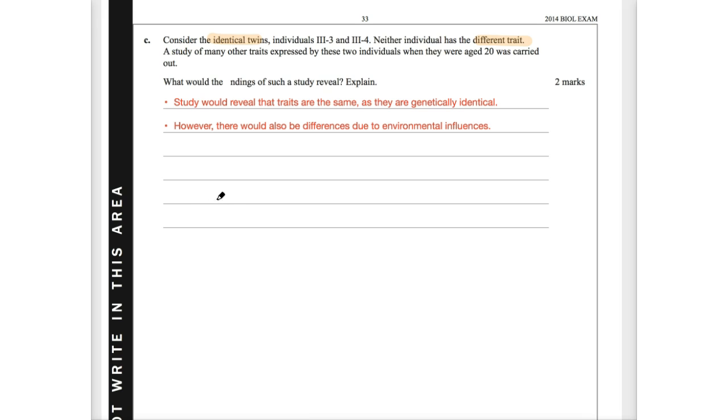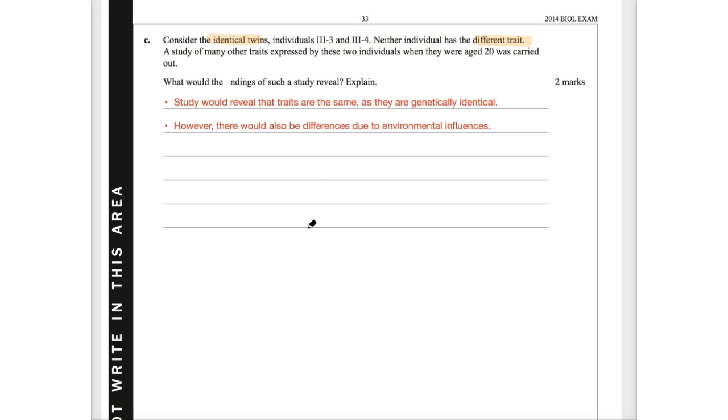Yes, it's part of if you inherit that trait, but it's also to do with the environment that you reside in. And so therefore, my two dot points here are that the study would reveal that the traits are the same as they are genetically identical. However, there would also be differences due to those environmental influences, and that would get you 2 marks.